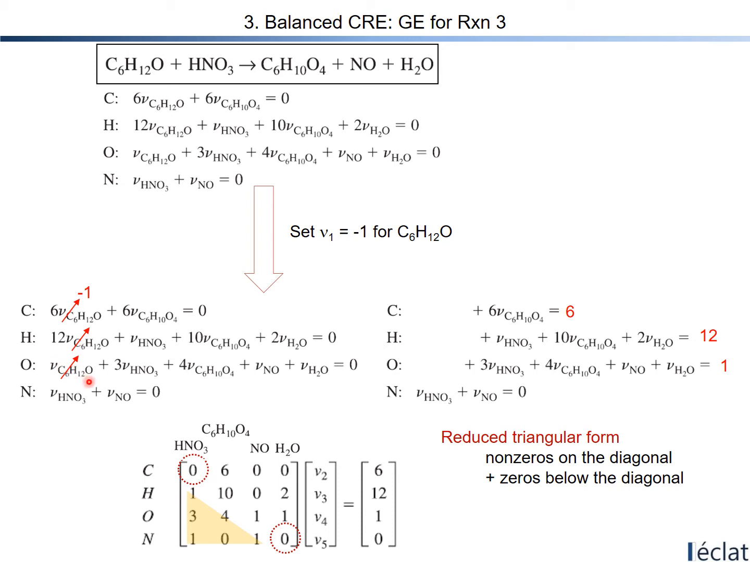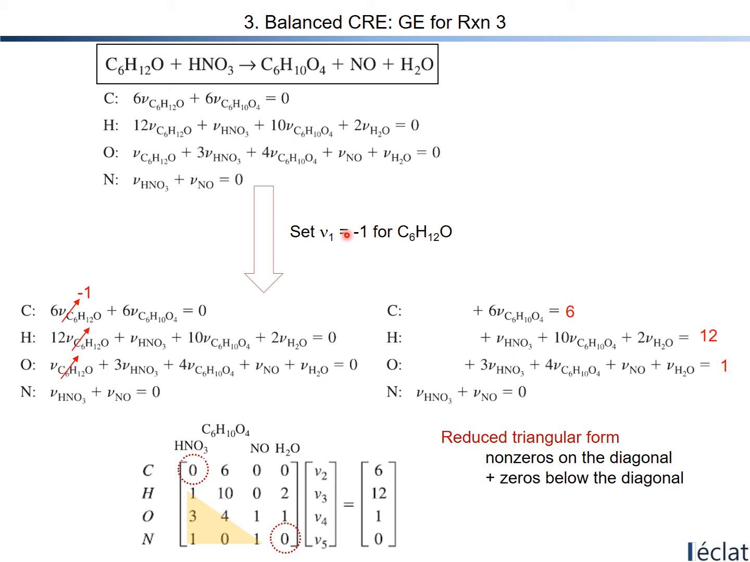So let me get together all constant numbers on the right hand side. So the first equation is like that. And in the second equation, minus 12 is going to the right side, so 12. And then minus 1 is going to the right hand side of the equation, then plus 1. So right now we have four different equations and four unknowns after fixing the first stoichiometric coefficient.